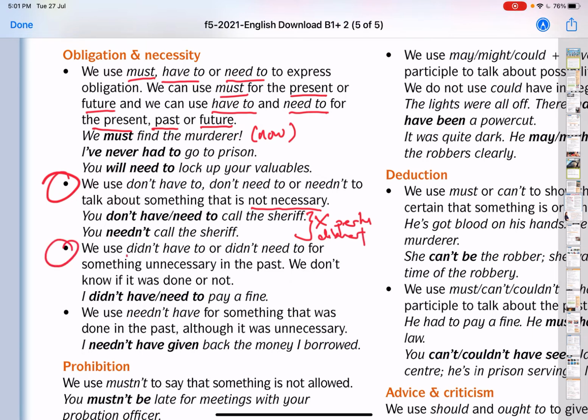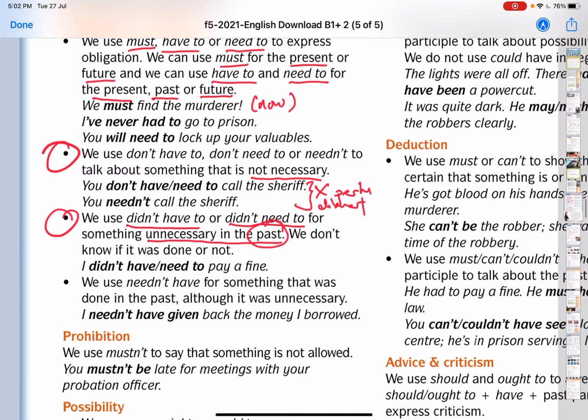We use didn't have to or didn't need to for something unnecessary in the past. So yang tadi tu present, I would say present, this one is in the past. Okay, we don't know if it was done or not. Kita tak tahu benda tu berlaku, siap ataupun tak siap. I didn't have to pay a fine. I didn't need to pay a fine. Maksudnya kamu tak perlu bayar denda. Okay, so benda tu tidak berlaku.